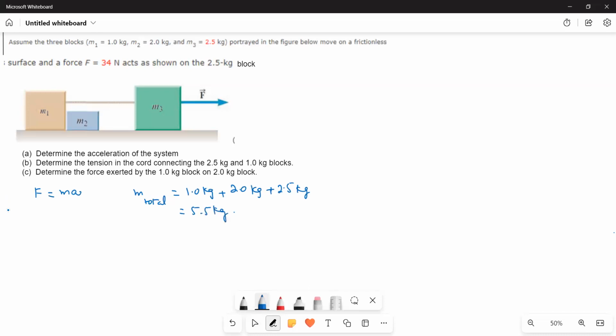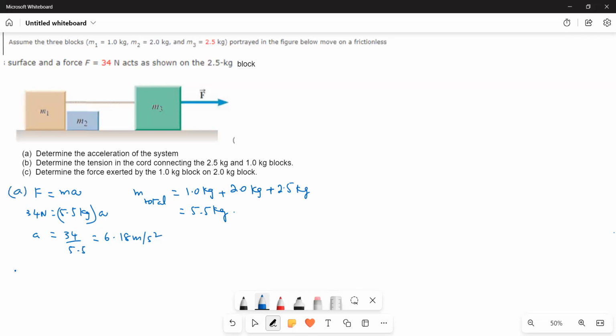Okay, so 34 newtons is equal to 5.5 kilograms times a. Therefore, a is equal to 34 by 5.5, which is equal to 6.18 meters per second squared. Okay, that is the answer for the first bit A.